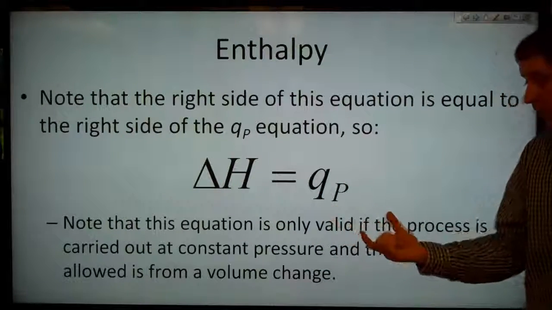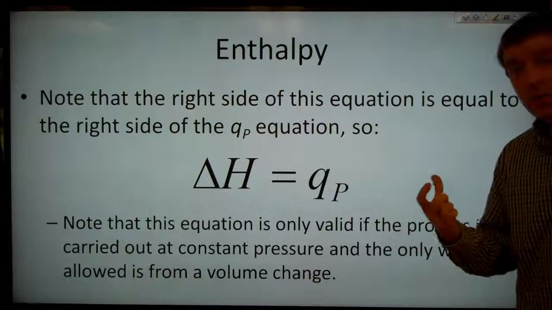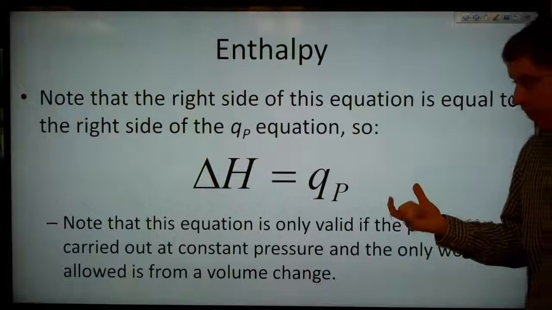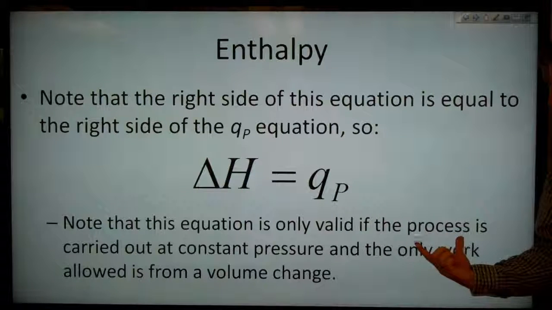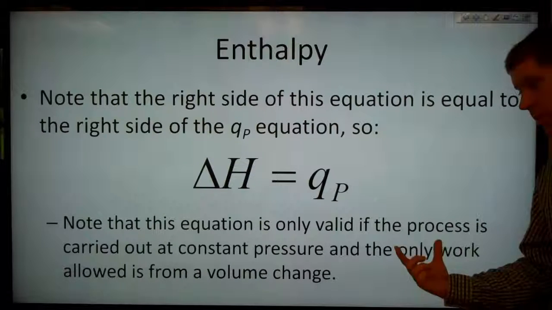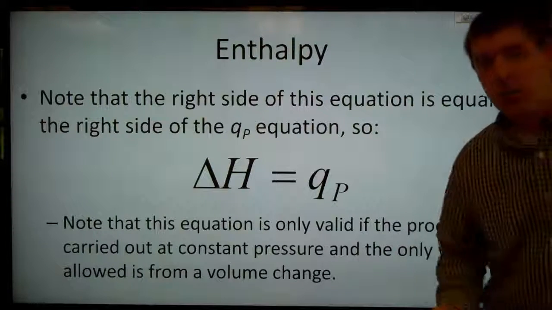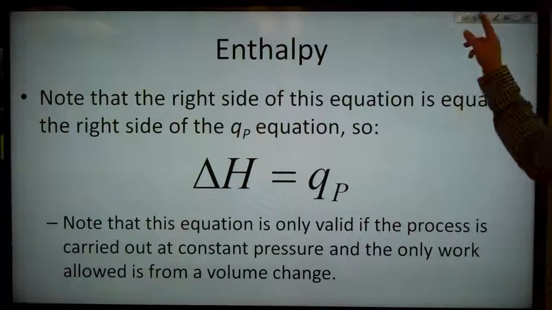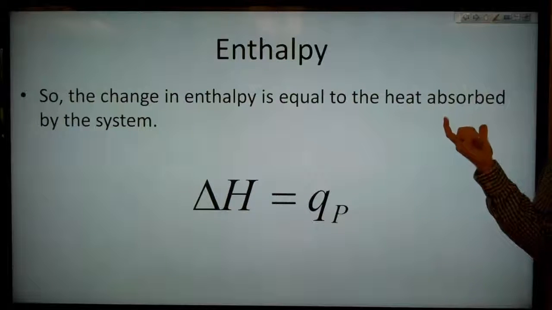So the change in enthalpy is equal to heat transferred at constant pressure. This equation is only valid if the process is carried out at a constant pressure and the only work allowed is from a volume change. So we're not allowing, say, electrical work to be done. So this means that the change in enthalpy is equal to heat absorbed by the system.